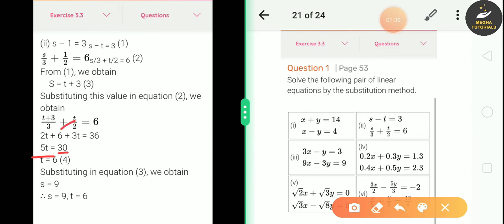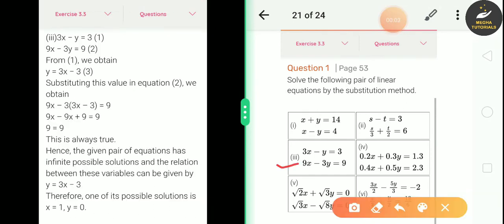Then in the next step, 2t plus 3t is 5t. This 6 will transpose to this side, so we get 36 minus 6, which is 30. In the next step t is equal to 30 upon 5. So 30 upon 5 is 6. Therefore we get the value of t is equal to 6. Then substitute this value in equation 3. So we get s is equal to 6 plus 3, that is s is equal to 9. So the values of s and t are 9 and 6.